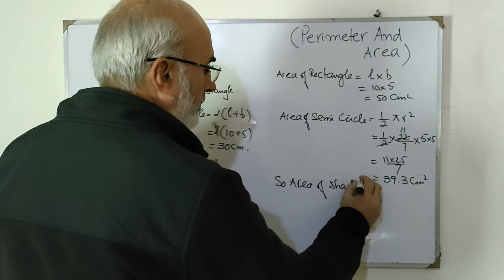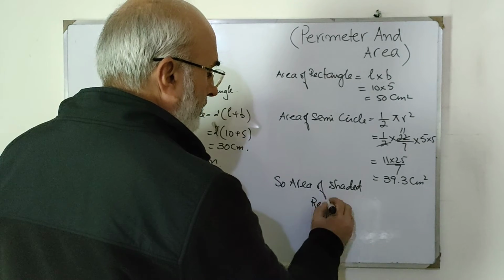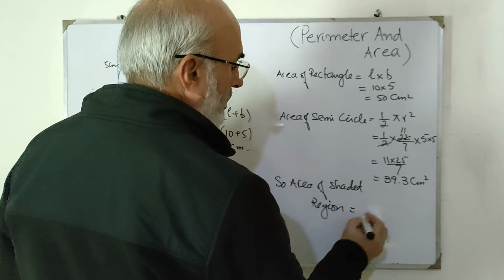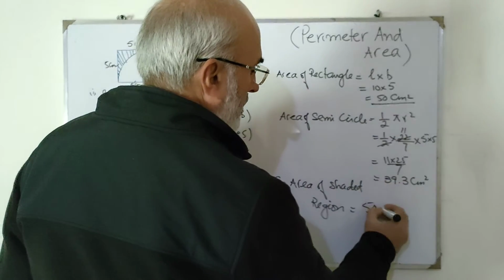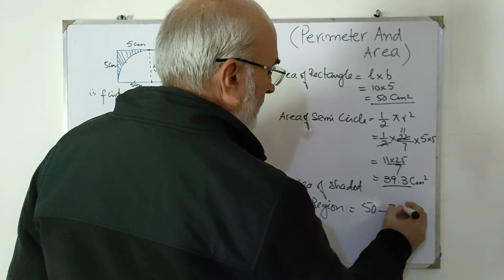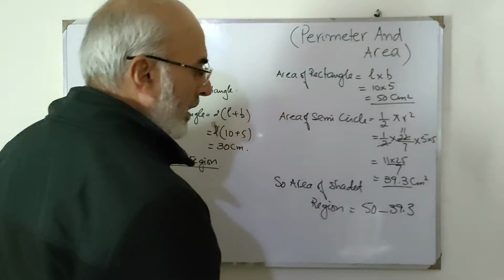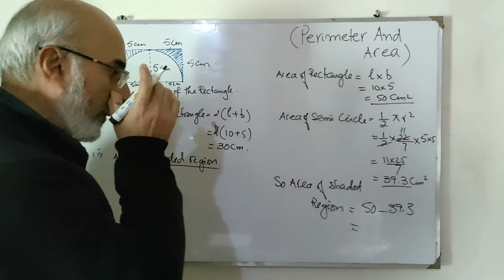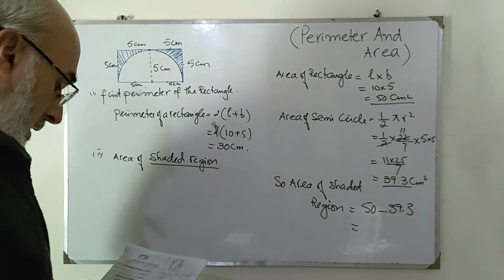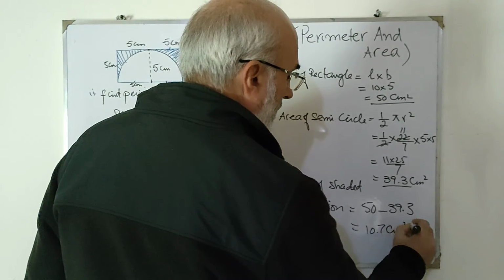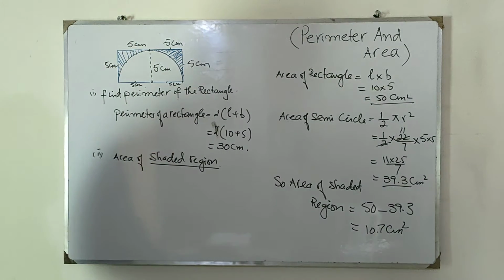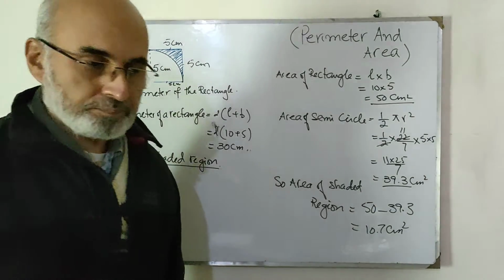So area of the shaded region equals 50 minus 39.3, and so we have here 10.7 centimeters square, right? So quite a simple example. Let's move to another example.